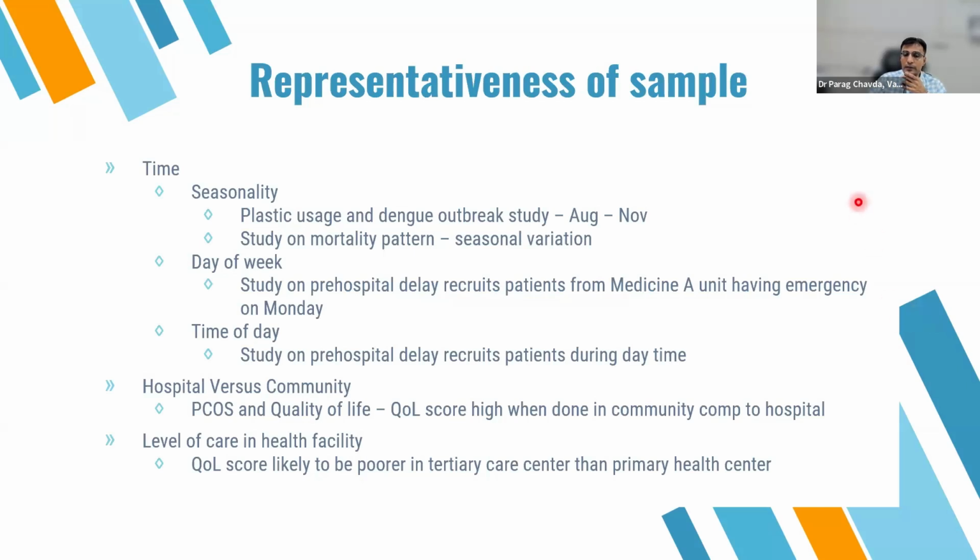One part of study population is ensuring representativeness of the sample. So time is important, seasonality is important. We talked about the dengue study earlier. Dengue is common only in some weeks, let's say monsoon.